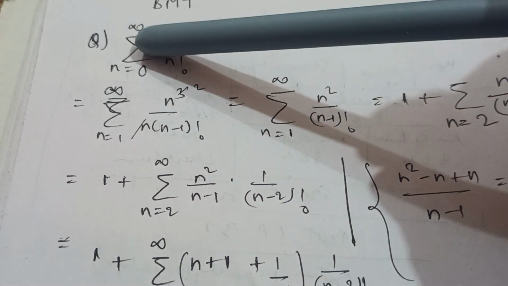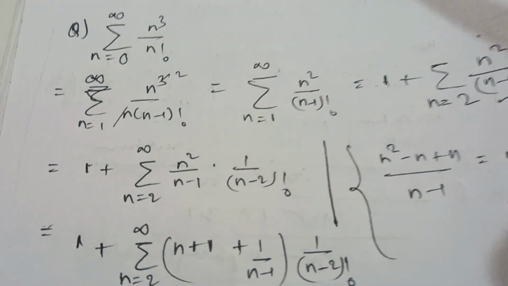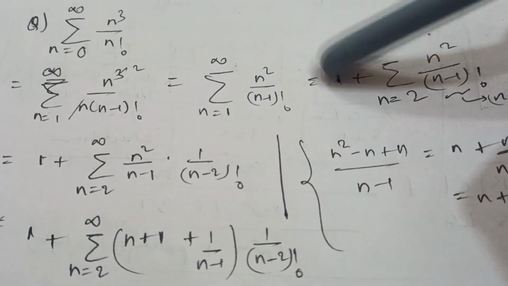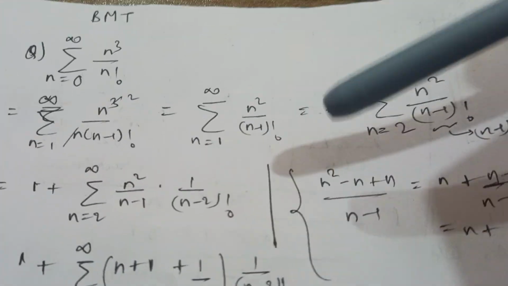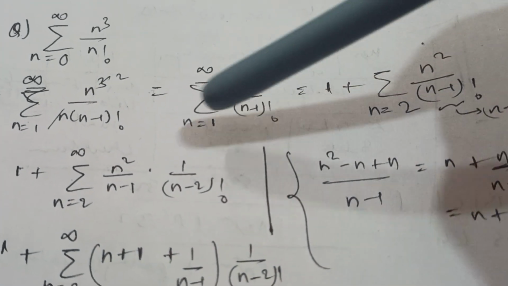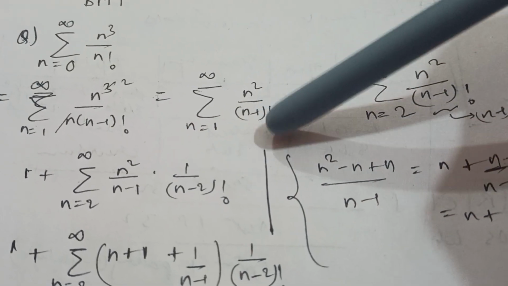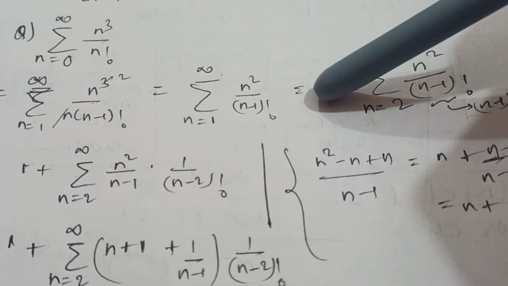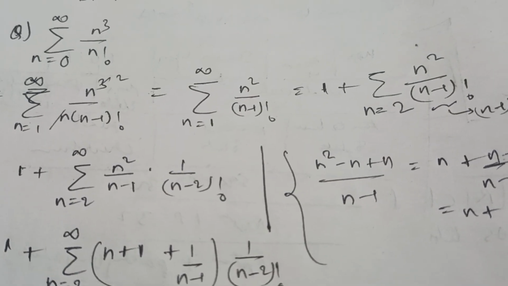First, see that for n equals 0 it is nothing but 0, so I am taking from 1. I have removed the 0 part because it doesn't change anything. So I came to this after writing n factorial as n into n minus 1 factorial. Now for n equals 1, it is nothing but 1 upon 0 factorial, that is 1. So I will keep it outside like this, 1 plus, and then I will start from n equals 2. And why I am doing that, you will know.